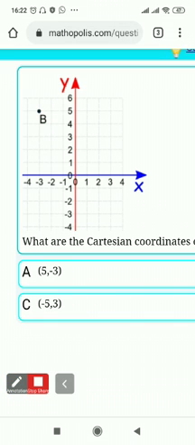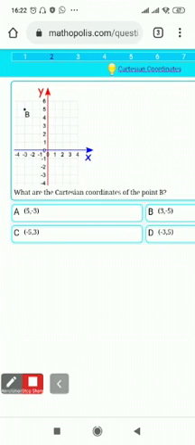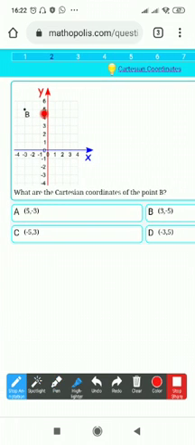So let's see which option is the correct answer. -3 and 5. So I think that this is the correct option. Answer -3 and 5. Option D is the right answer. Clear? Let's see one more example here.